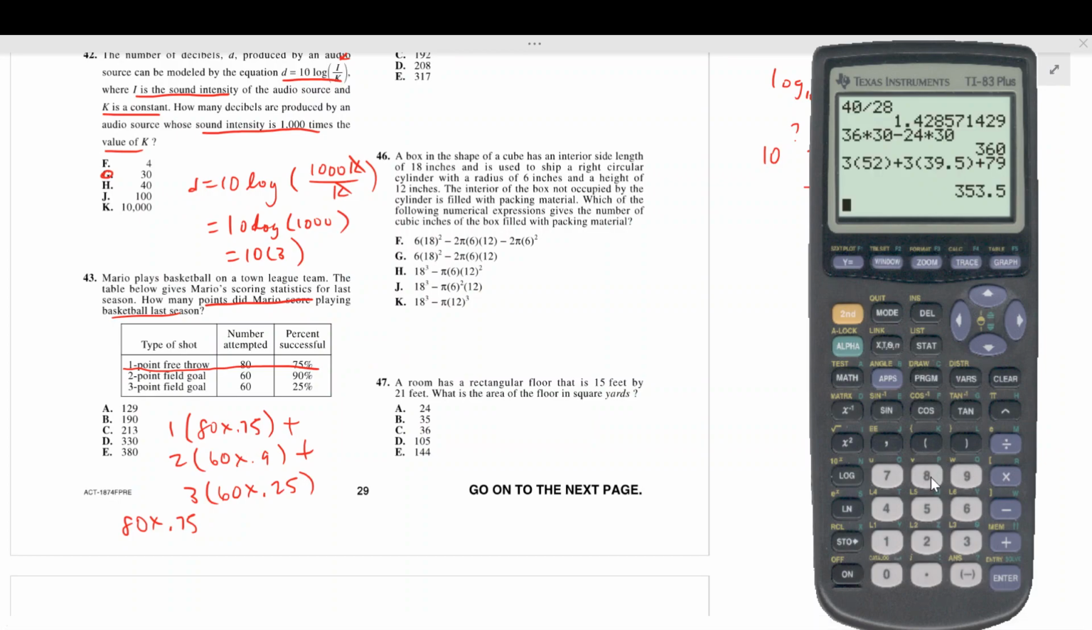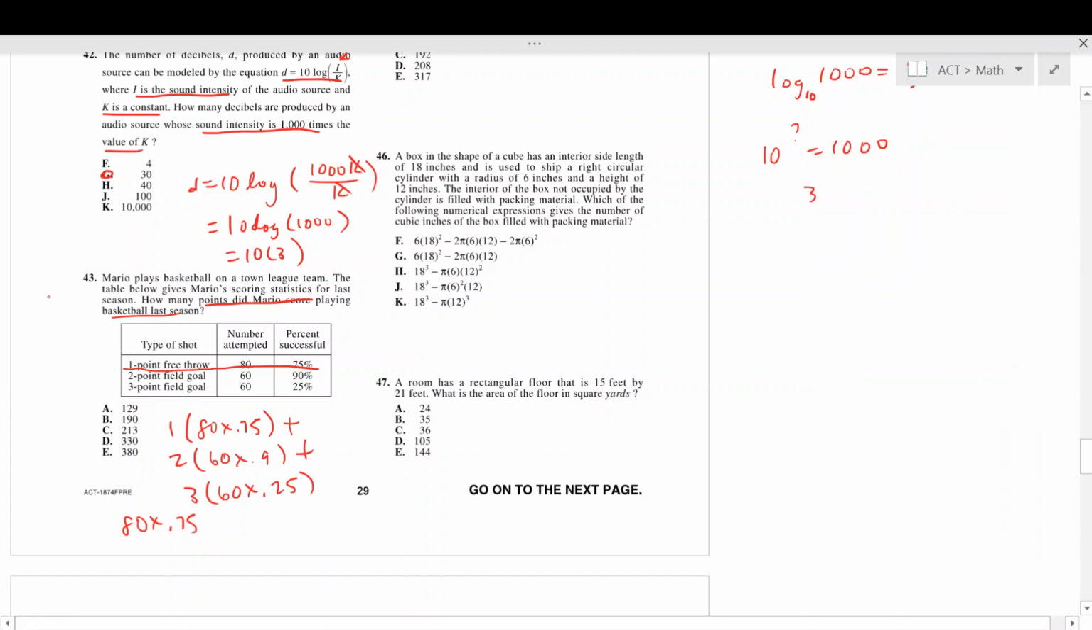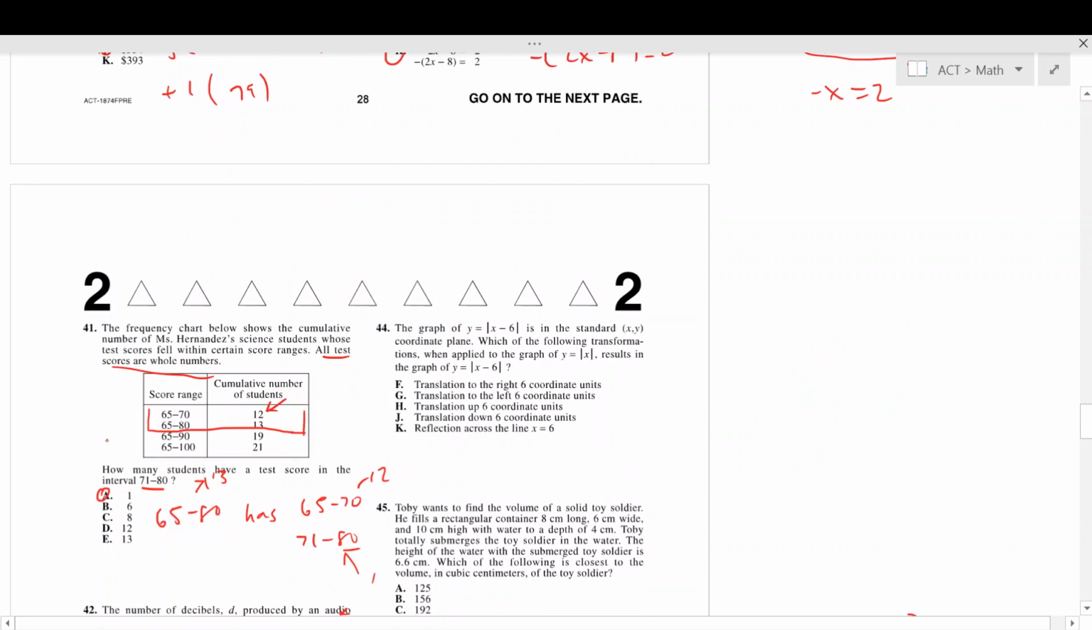So this is done on our calculator. So 80 times 0.75 plus 2 times 60 times 0.9 plus 3 times 60 times 0.25. And this should give us our answer, 213. And indeed, that is an answer choice.